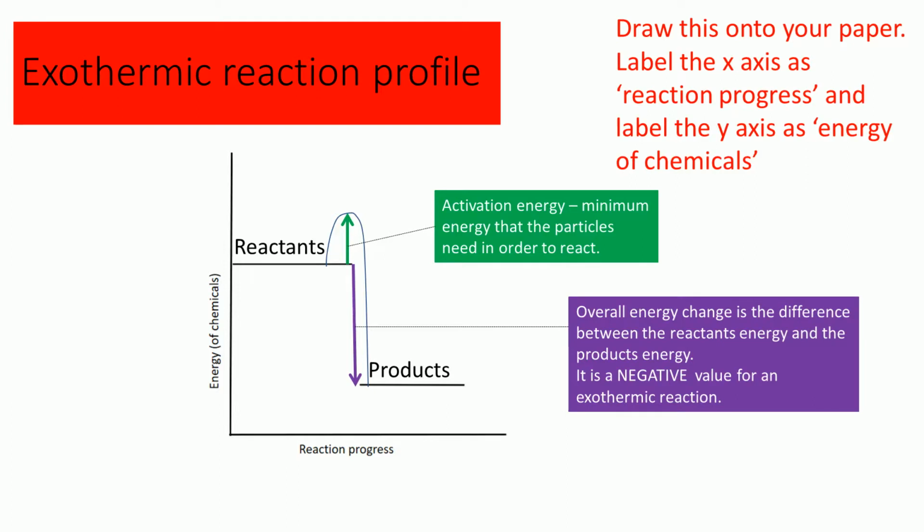That is the difference between the reactant's energy and the product's energy. And I've drawn it on in the purple arrow here. For an exothermic reaction, it is always negative, okay, because the reactants have more energy than the products, and it shows that that amount of energy has left the system. So you need to sketch that into your book.